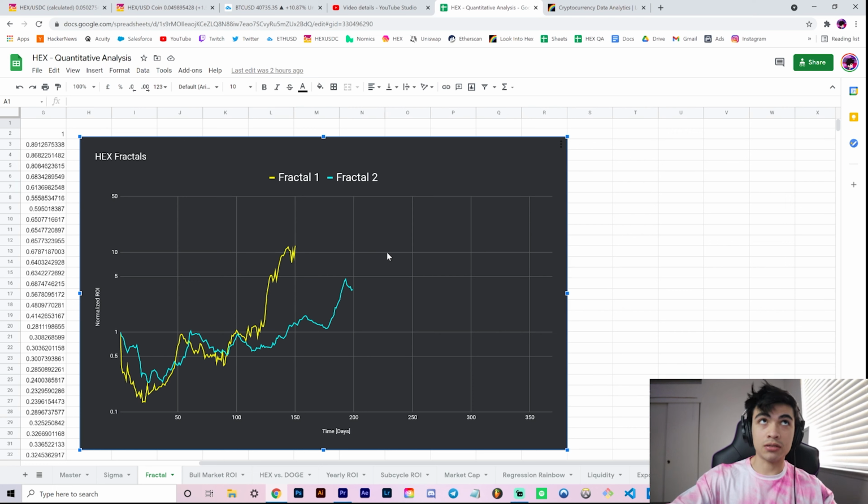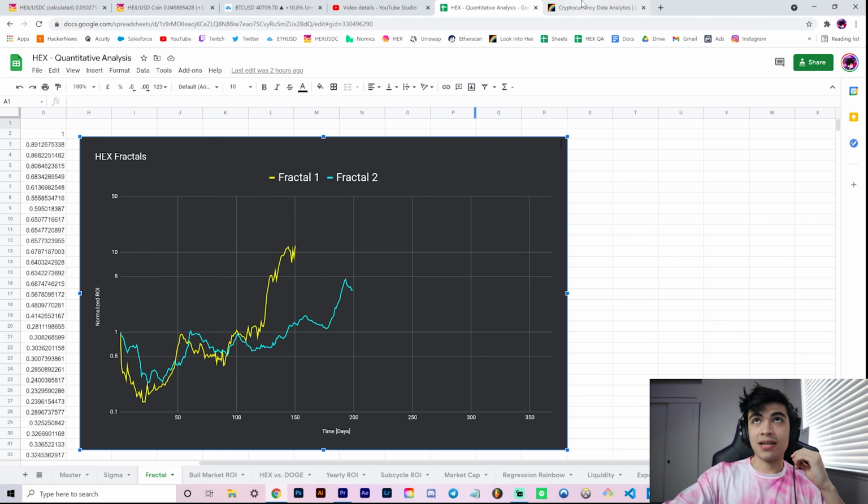Similarly, this fractal, and again, 10 to 15 cents converges with our bull flag, okay? So our fractal converging with our bull flag makes me a little more bullish in thinking that we might actually reach this level of 10 to 15 penny HEX in the near future.